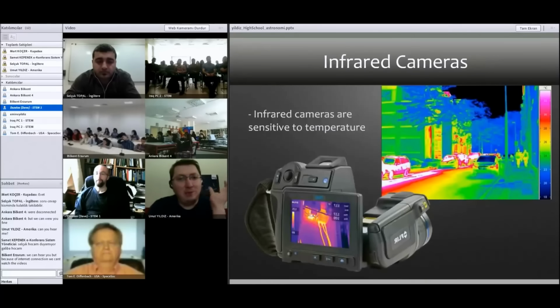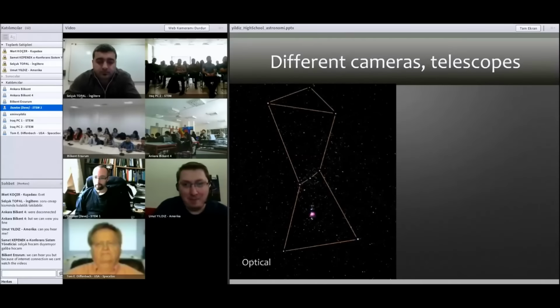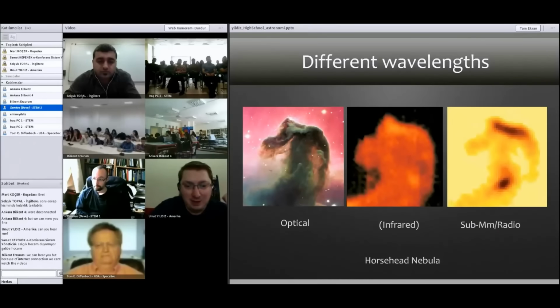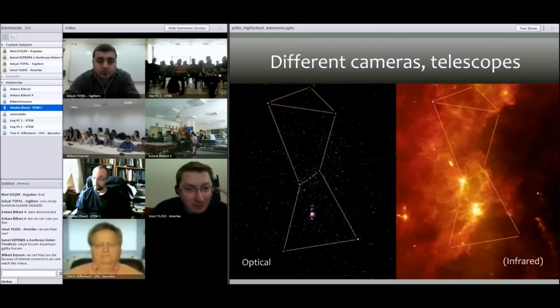So if I want to find out the temperature somewhere in space, I need to use different types of telescope, like the infrared telescope. For example, look at this figure in the sky. This is the Orion constellation. This is what we see with our optical eyes. But if our eyes were sensitive to infrared, the sky would look just like that. It would look completely red, and we could not even see if there is space out there, because it's completely blocked.